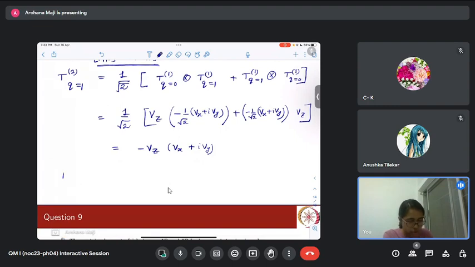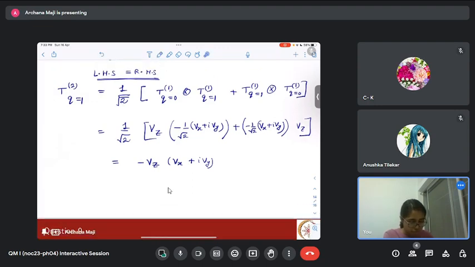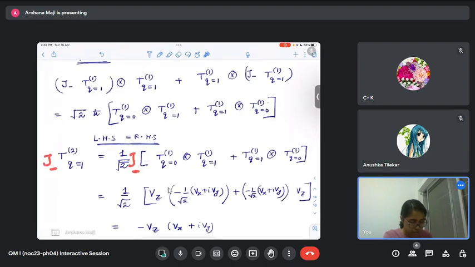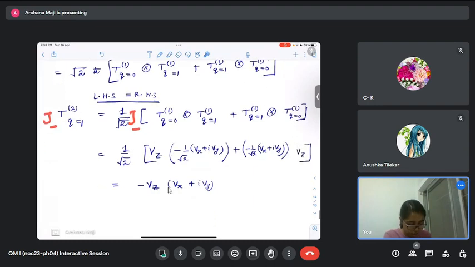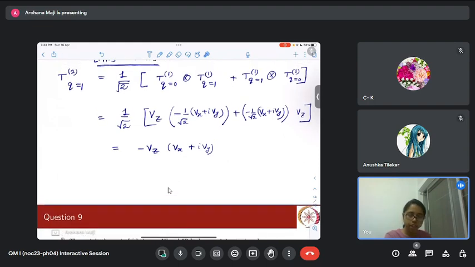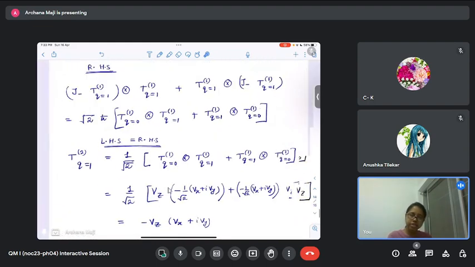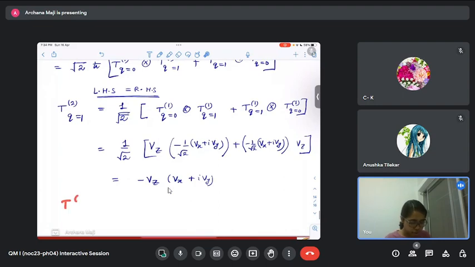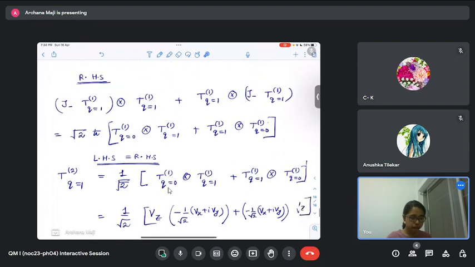Likewise, we now know what is T2 q equal to 1. We can further do the lowering operation on this equation, J minus on both sides, and that will give you T2 q equal to minus 1. Do you want me to do that? Or I mean, you now know the procedure. Do you understand the procedure? Then I will write down the answer for T2 q equal to minus 1. Otherwise I will repeat. Have you understood what we are doing?